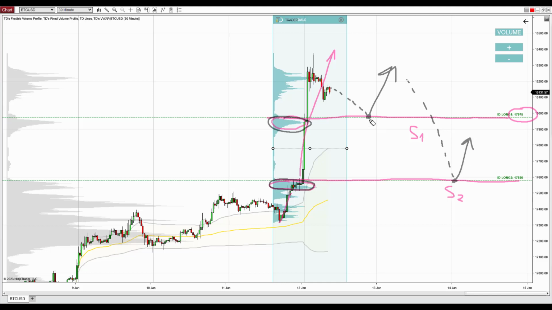Mind that I'm trading each support only once, so once the price touches this level, I don't trade second tests. I trade it only once. The same goes for the second support as well. Only the first touch counts. Afterwards, the support is discarded.